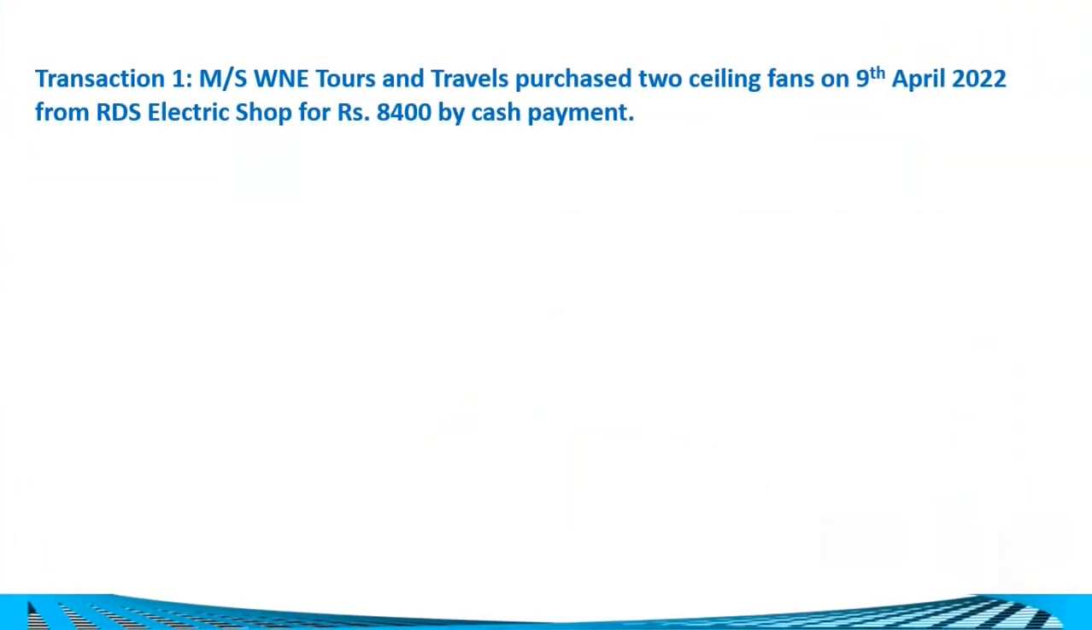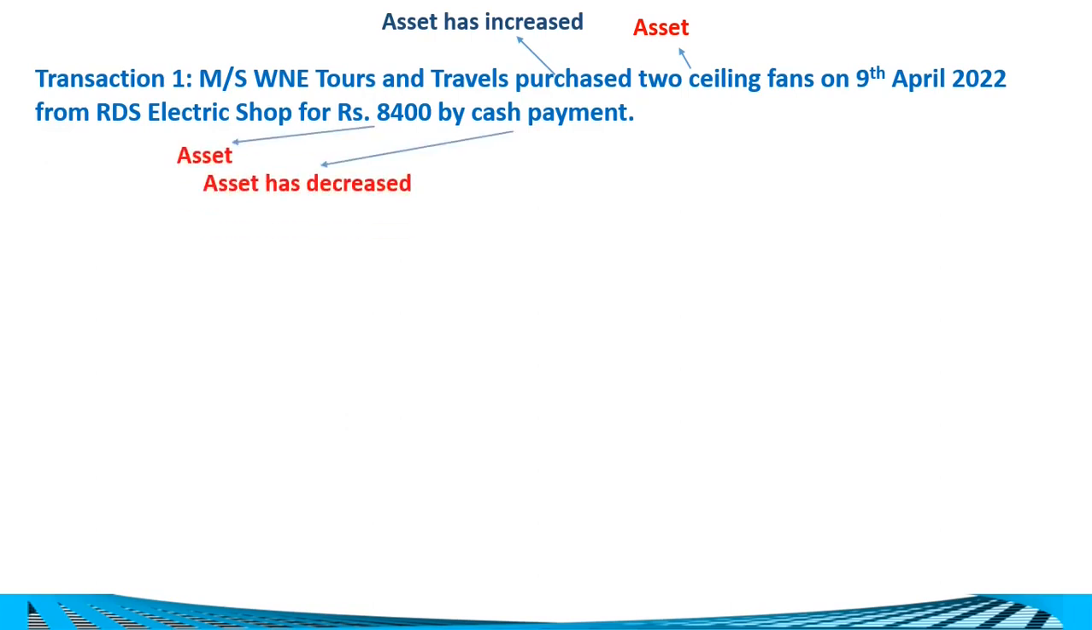Messrs. W&E Tours and Travels purchased 2 ceiling fans on 9th of April 2022 from RDS Electric Shop for Rs 8,400 by cash payment. Now, ceiling fans are assets for the business and on purchasing the same, asset in the form of ceiling fan has increased. On the other hand, cash is also an asset, and payment of cash resulted in the decrease in the balance of cash. Thus, one asset has increased while the other has decreased.